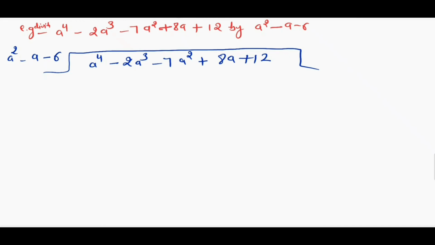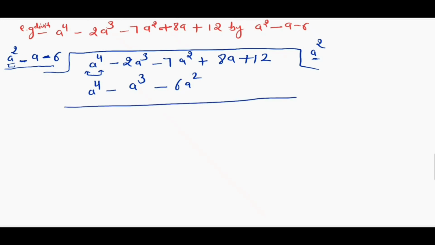So here what we have to do first? First we will divide the first term of this algebraic expression with the first term of the divisor. So a raised to power 4 divided by a square, I will get a square here. After that I have to multiply this a square with all the terms of this divisor. So a square multiply by a square, I will get a raised to power 4. Next negative a multiply by a square, I will get a cube. Next negative 6 multiply by a square, I will get negative 6a square.